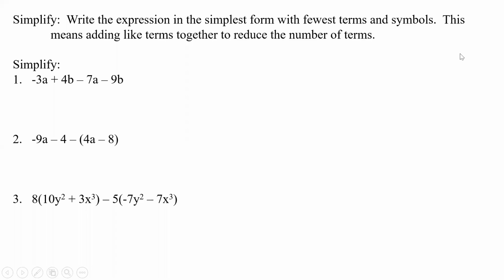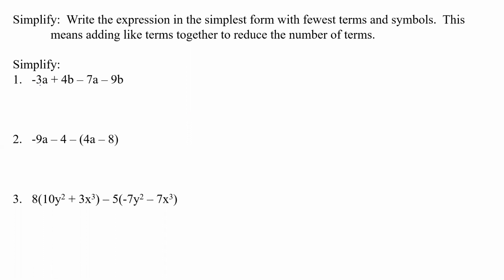All right, so again, we want to simplify, and so we want to write the expression in the simplest form with the fewest terms and symbols. So kind of like what I was talking about before, instead of saying plus a negative whatever, we just say minus instead, okay? So this means we're going to add like terms together and then reduce the number of terms.